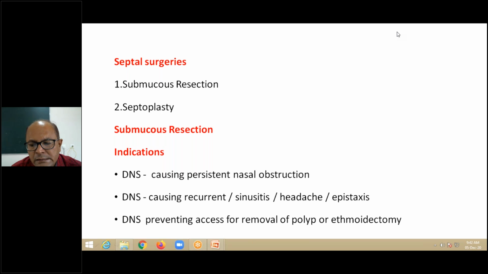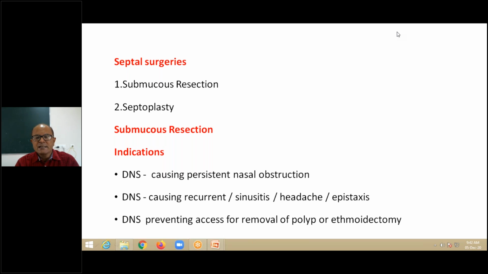So this is the cutting technique. You do scoring of the cartilage, and after scoring of the cartilage, you take the batten graft or the perpendicular plate of the ethmoid, and you keep it and suture it. So thereby the septum becomes straight.